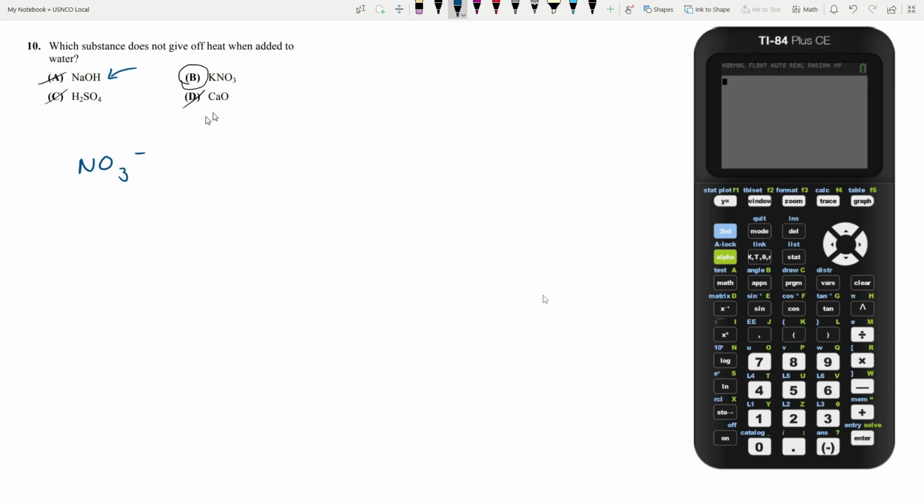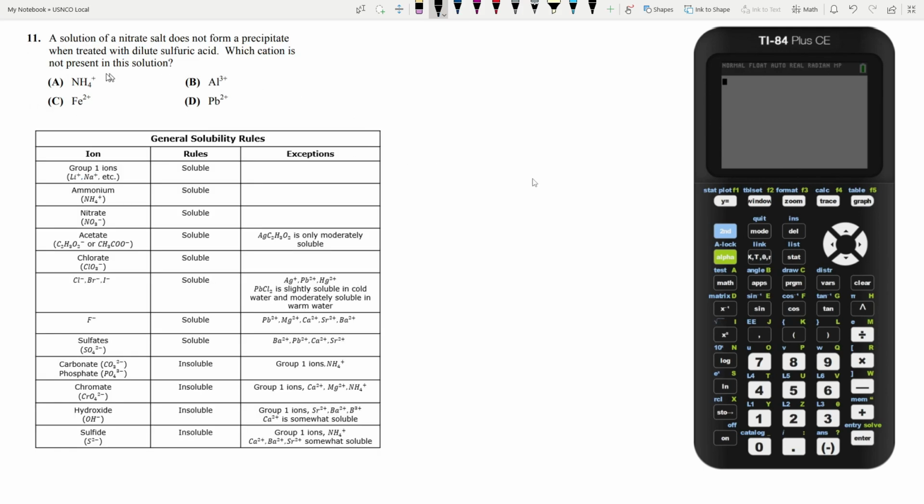you should be familiar with some of these reactions and know that some of them are very exothermic. I hope that you know that this is very exothermic, and you should be careful in your lab if you're ever dealing with that. Let's move on to question 11.